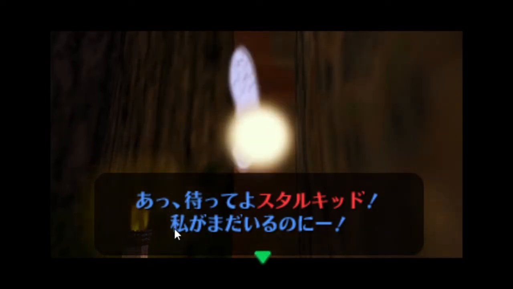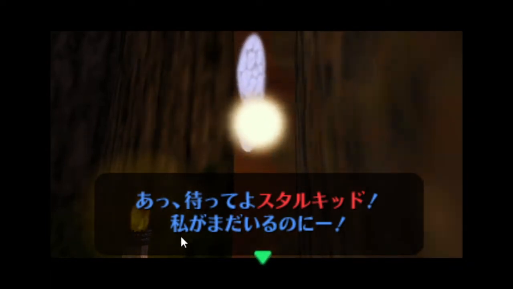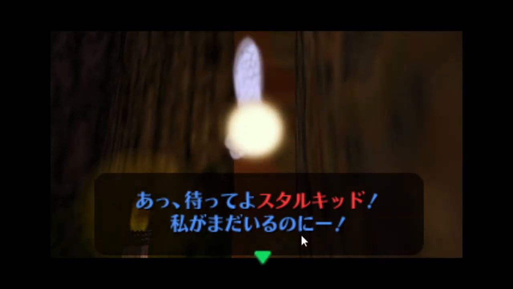Wait, Skull Kid. Watashi ga mada iru no ni. So watashi is "I," a very general pronoun that means I. Men can use it, and pretty much all women use it, I believe. It's a very general pronoun, but I think most women will use watashi. I think atashi isn't actually used that much in real life. Watashi ga mada iru no ni.